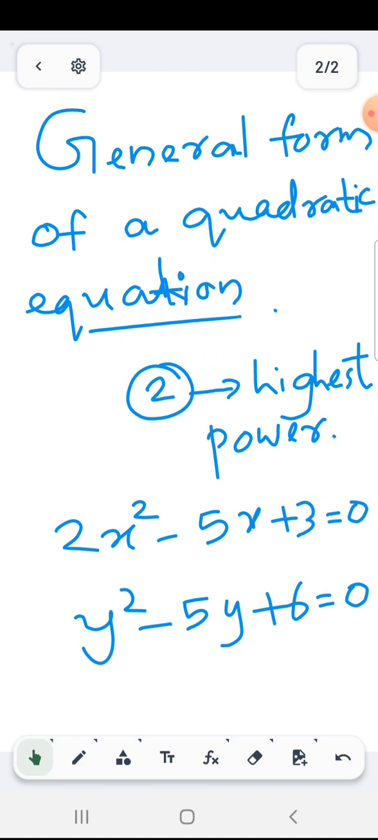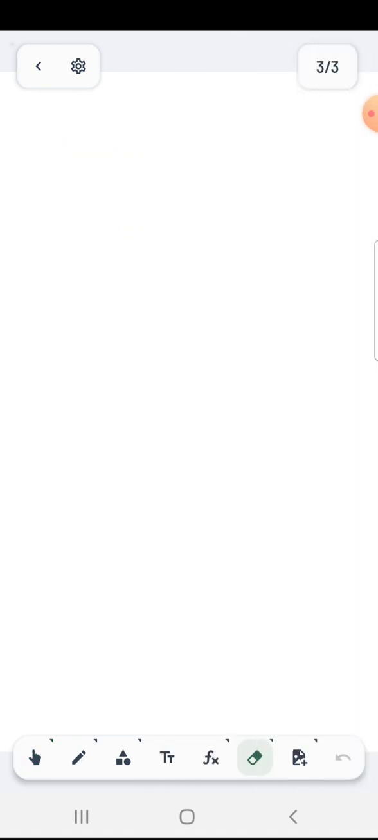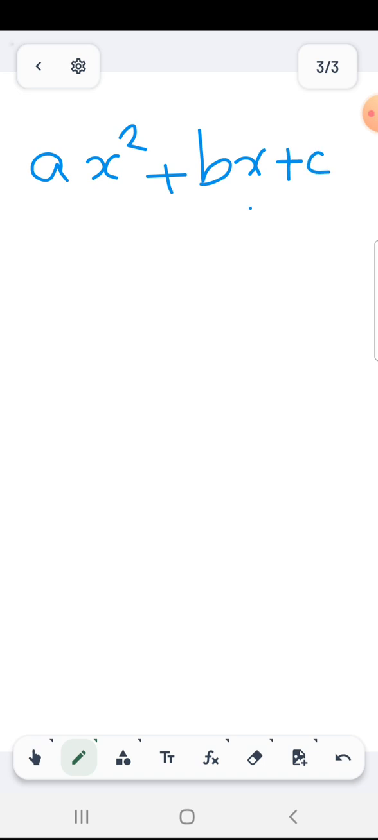Okay. So the general form of a quadratic equation is ax square plus bx plus c equals 0, but a should always be not equal to 0. What happens if a becomes 0? If a becomes 0, the whole term becomes 0, so the equation will not be a quadratic then. That is why the general form of a quadratic equation is ax square plus bx plus c equal to 0, where a not equal to 0.